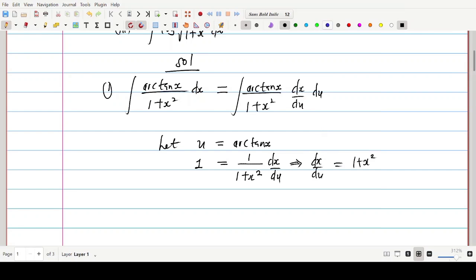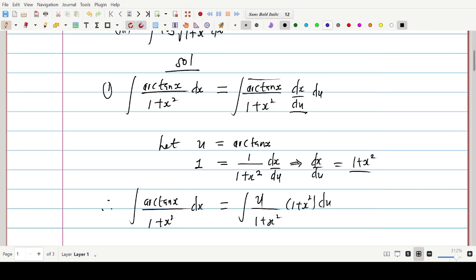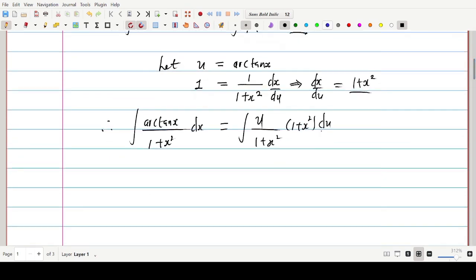So on substitution into the integration expression, we have that the integral of arctan of x over 1 plus x squared with respect to x is equal to the integral where we let this be u. So we put u over 1 plus x squared. Then dx by du has been obtained to be 1 plus x squared, so we have 1 plus x squared in the place of dx by du with respect to u. So this cancels out and reduces to the integral of u du. This is a very familiar standard form, which results in u to the power 2 over 2 plus c. So the work is done.